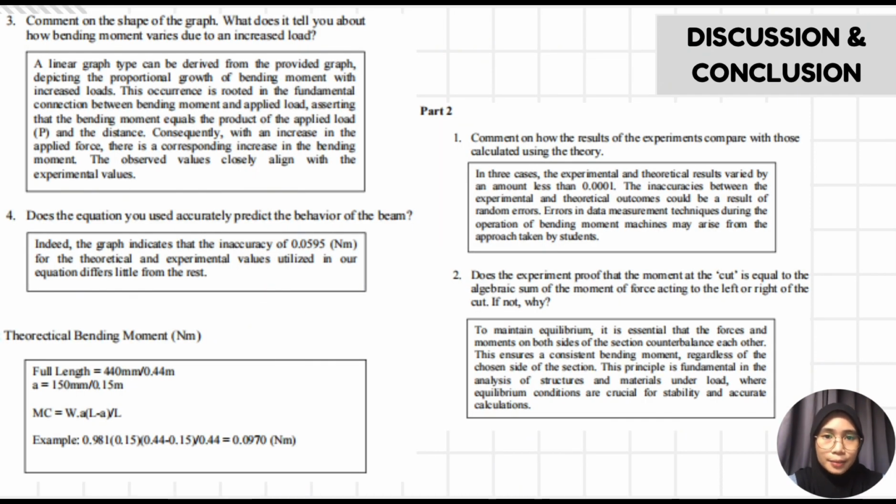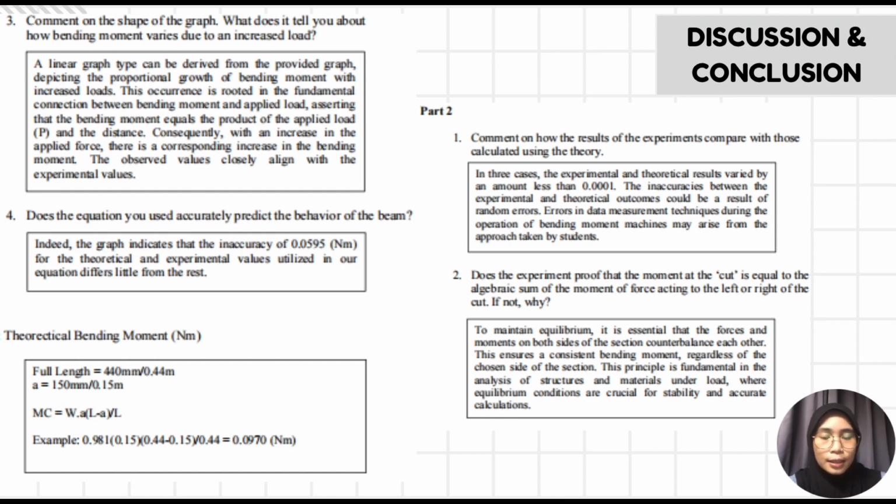To answer question number 3, the graph reveals a linear relationship demonstrating that bending moment increases proportionally with added loads. This fundamental connection between bending moment and applied load is observed as the moment equals the product of applied load and distance. The observed values closely align with experimental results. To answer question number 4, the graph indicates that the inaccuracy of 0.0595 Newton meters for the theoretical and experimental values utilized in our equation differs little from the rest.